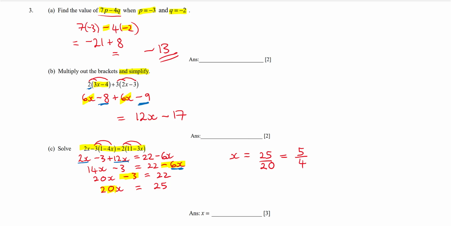You can leave your answer like that, or we can write it as a mixed number, which is 1 and 1 over 4, or we can write it as a decimal, 1.25. Okay, so that is our answer to question 3C.